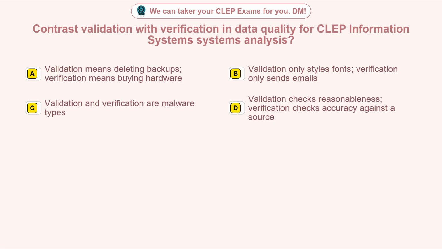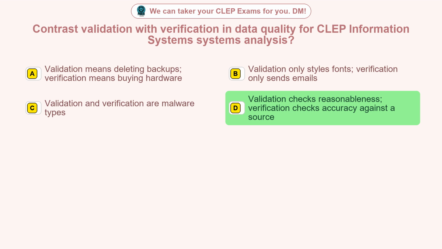Question 87. Contrast validation with verification in data quality for CLEP Information Systems analysis. Option A. Validation means deleting backups, verification means buying hardware. Option B. Validation only styles fonts, verification only sends emails. Option C. Validation and verification are malware types. Option D. Validation checks reasonableness, verification checks accuracy against a source. The correct answer is option D.